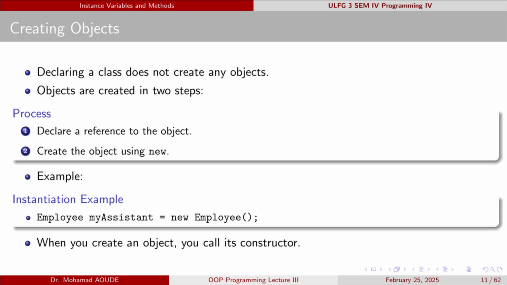Remember, just declaring a class does not create an object. Object creation is a two-step process. First, declare a reference: Employee myAssistant. Second, instantiate the object using new: myAssistant = new Employee(), or combine them in one line: Employee myAssistant = new Employee(). When you use new, C# calls a special method called a constructor, which sets up the new object properly.